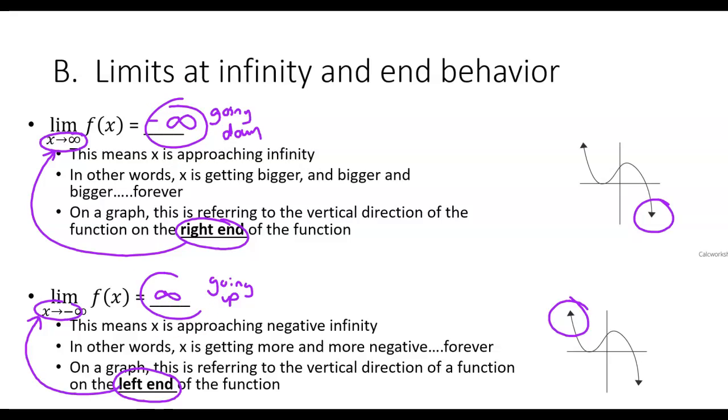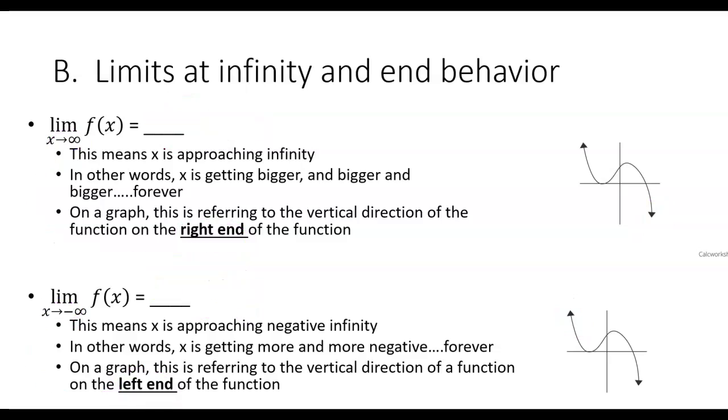Okay, now, these answers that I put here are just for the graph that I put over there on the right side. You're going to see it's different for different graphs. But I just wanted you guys to get the idea about what these mean. This is the right side. This is the left side. This side talks about whether you're going up or down. Okay? All right. Any questions thus far?